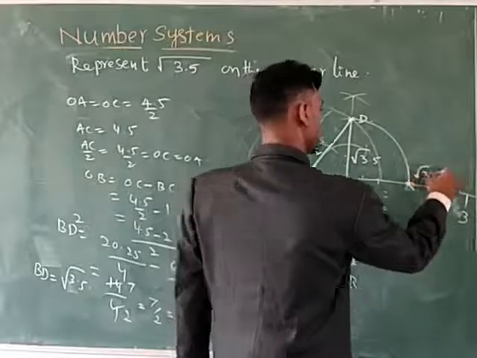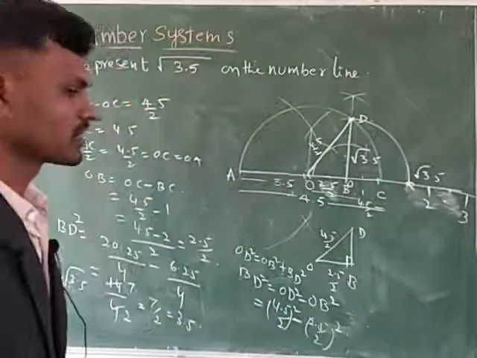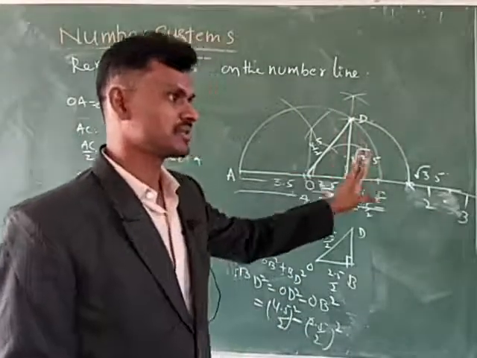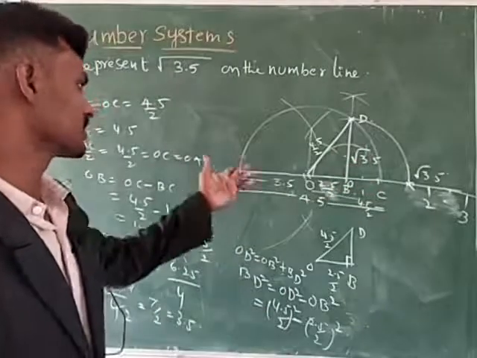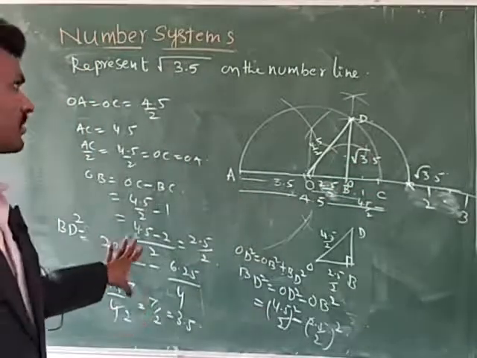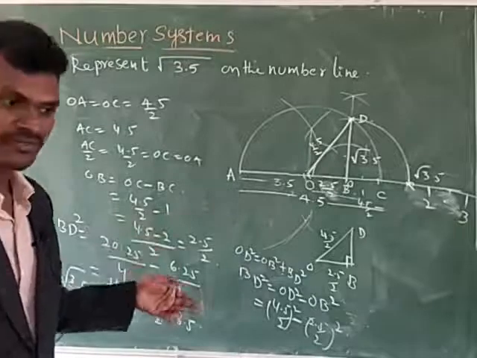Root 3.5, you have to draw like this on the number line. Actually not only the decimal part, you can take positive integers also. You can draw it like this, it is possible. Okay, I think you understand this problem. Next I will give two problems for homework.